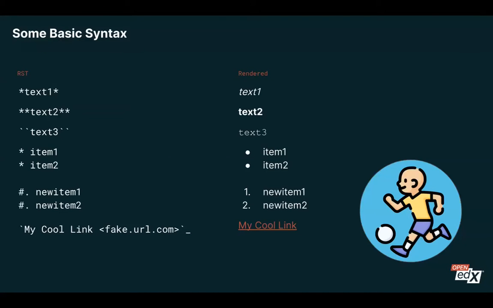So with that, let's go into some super basic syntax. Here we've got RST on the left and the rendered text on the right. So you can pretty easily make italicized or bold text, simple formatting, things like that. You can make lists, numeric lists, links.